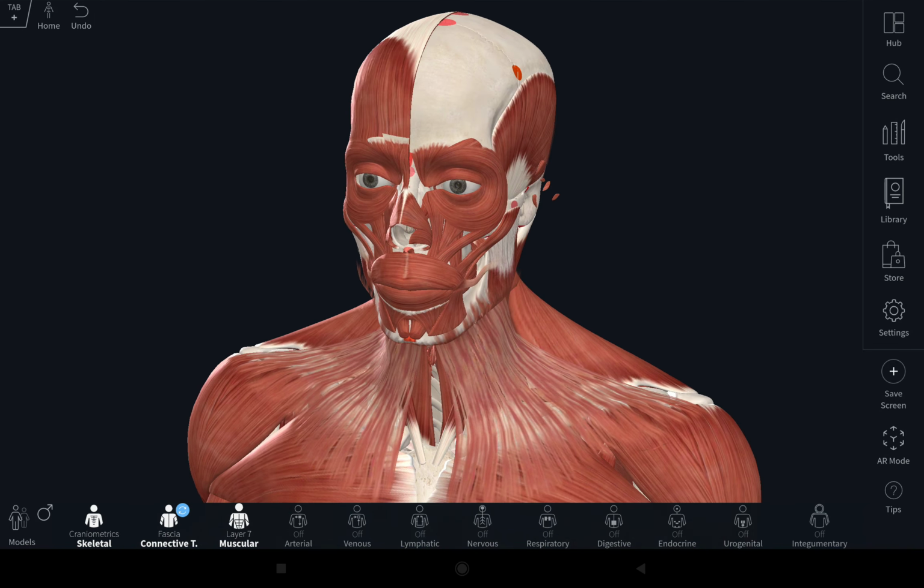Then orbicularis oculi muscle has another part. This is the palpebral part of orbicularis oculi muscle. This is the palpebral part of orbicularis oculi muscle. This is the right palpebral part of orbicularis oculi muscle.